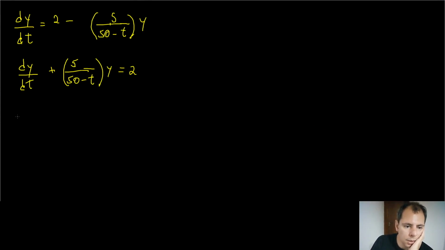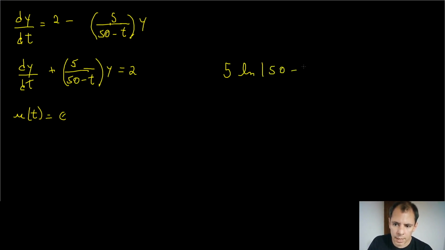And we have to do the u of t, right? Because it's not u of x, it's u of t. It's e to the integral of this thing here with respect to t. Now, what is going to be the integral of this? Instead of doing a small integral here, I'm actually going to do it here. So what's going to be the integral of this stuff? It's going to be 5 times ln of 50 minus t.